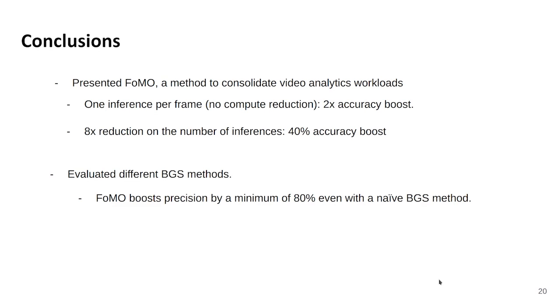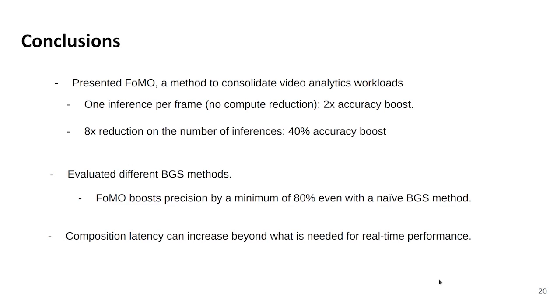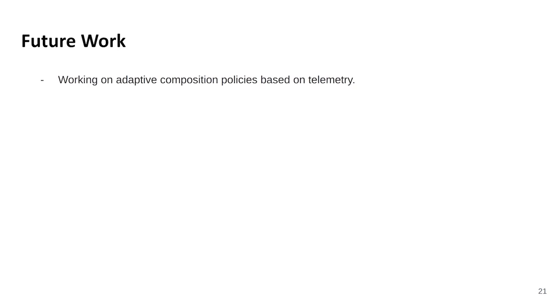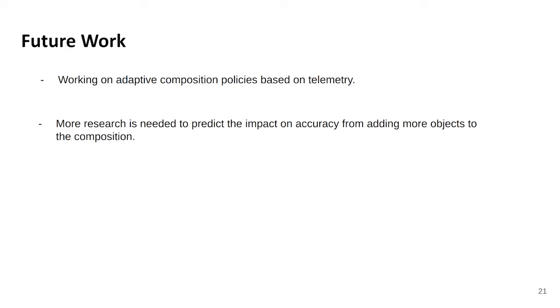Finally, we've evaluated the composition latency, and we've seen that it can increase beyond what is needed for real-time performance. For this reason, we're working on adaptive composition policies based on the telemetry and the current load of the system to add more or less objects to the composition. Moreover, we consider that more research is needed in order to predict the impact on accuracy from adding more objects to the composition. This work also opens a new line of research, as now frames can be considered a new type of shared resource that different cameras or different edge locations can use to allocate their work.